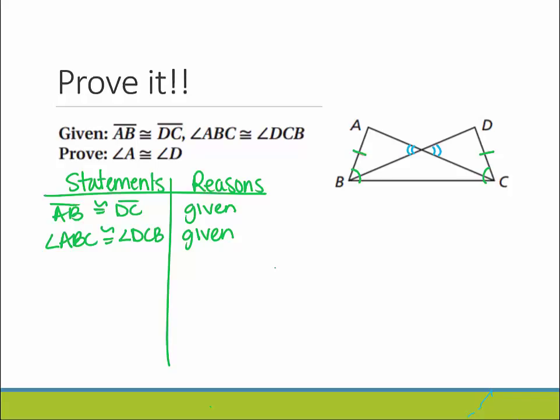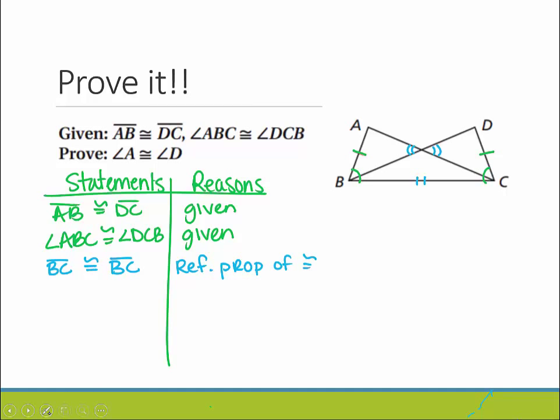The other thing you can do is look at these bigger triangles, and you know this length has to be congruent because of the reflexive property. Either way, we can use that to prove that there's some triangle congruence there. I'm going to use the reflexive property because that one makes a little more sense to me. So I'm going to write that BC is congruent to BC because of the reflexive property of congruence.